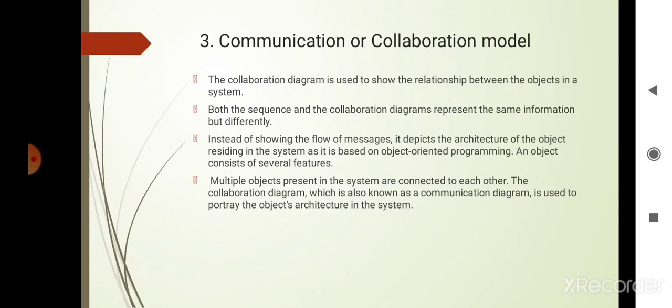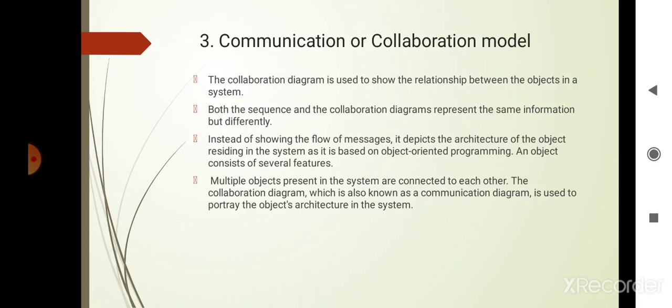Then third is the communication or collaboration model. A collaboration model comes under interaction diagrams that emphasize the structural organization of the objects that send and receive messages. Graphically, a collaboration model is the collaboration diagram, which is a collection of vertices and arcs. The collaboration diagram is used to show the relationship between objects in a system, and both the sequence and the collaboration diagram represent the same information but differently.